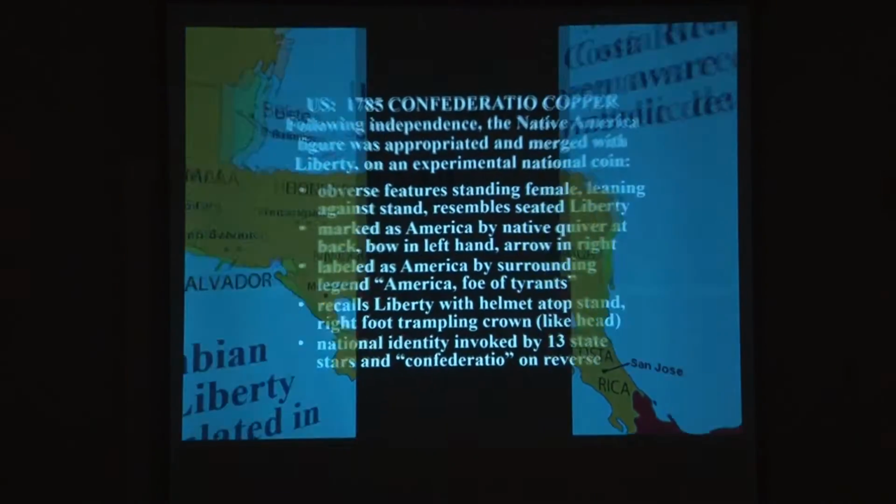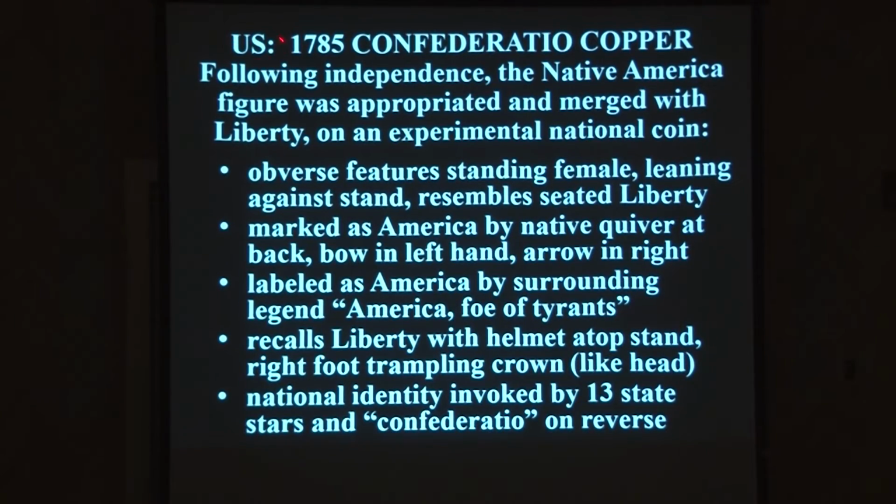But perhaps the biggest surprise for us is that we find similar imagery on early US coins. Again, I've only used two examples for each country. I'm only going to use two here. And I'm going to look at the 1785 Confederatio copper, which is going to look an awful lot like the one we just saw from Costa Rica. Following independence, the Native America figure was appropriated and merged with liberty on an experimental national coin in the US.